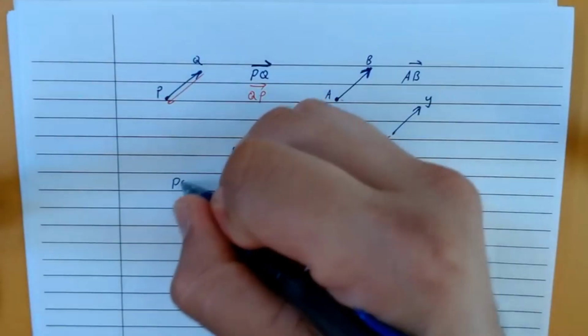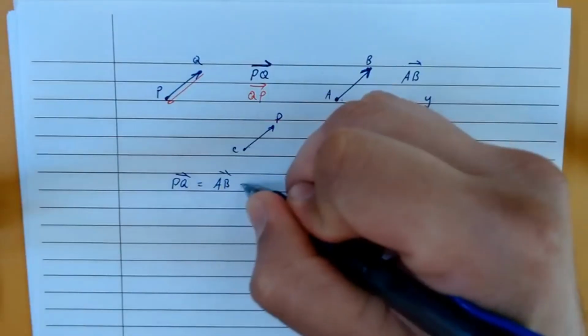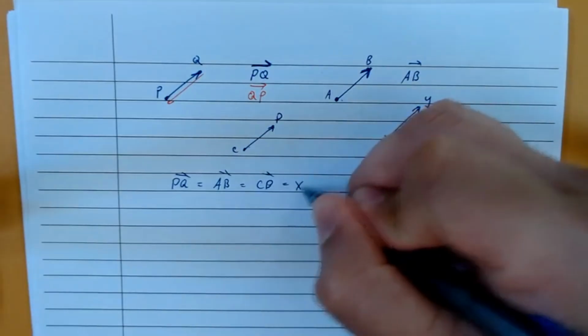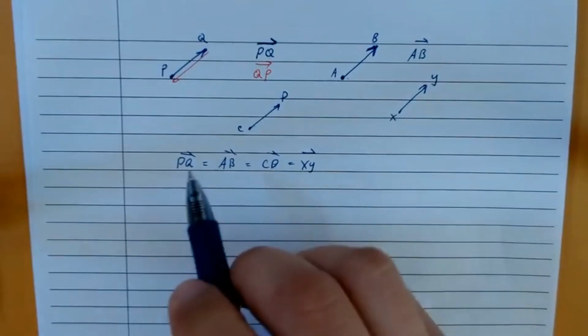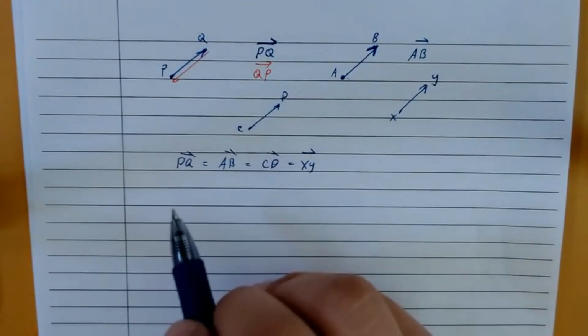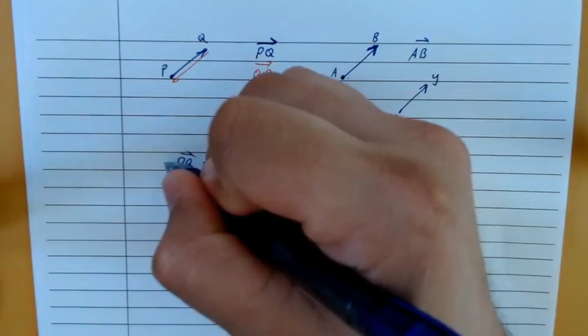So we could say, okay, the vector PQ is equivalent to the vector AB, which is equivalent to the vector CD, which is equivalent to the vector XY. But at that point, it becomes a nuisance to try to keep track of which one we're dealing with. After all, they are all the same. So the notation for a vector is often using a single name.